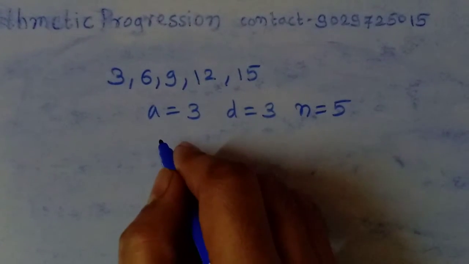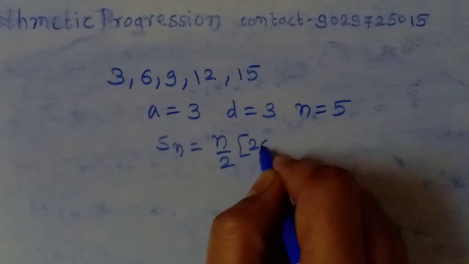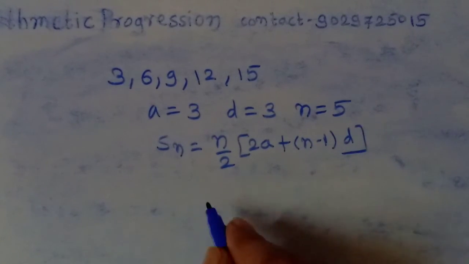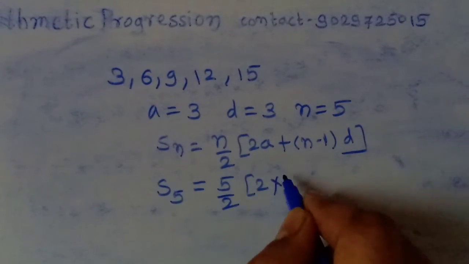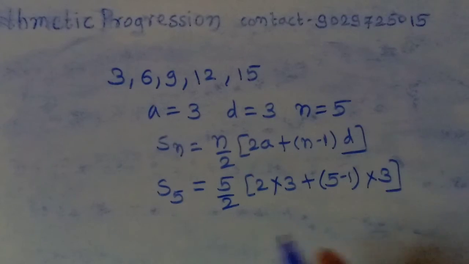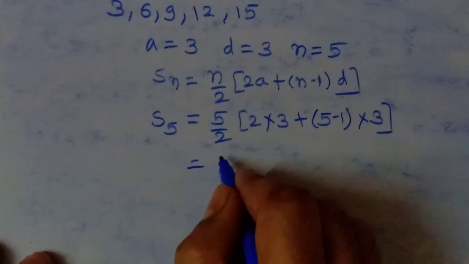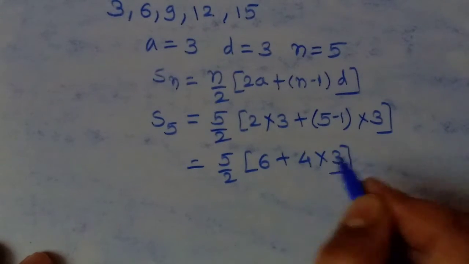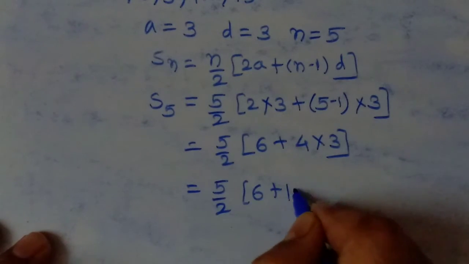Now sum is there, therefore we have to use the formula Sn is equal to n by 2 into 2a plus n minus 1 into D. Now n is how much? S5 is 5 upon 2 into 2 into A which is 3, plus 5 minus 1 into D which is also 3. This comes to 5 upon 2 into 3 twos are 6 plus 5 minus 1 is 4 multiplied by 3. This is equal to 5 upon 2 into 6 plus 4 threes are 12.